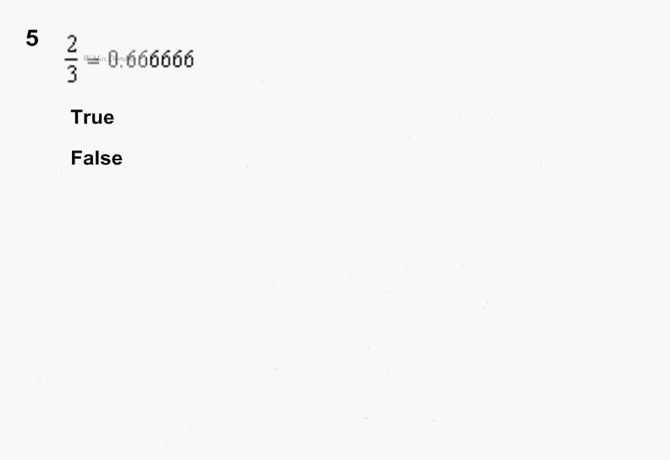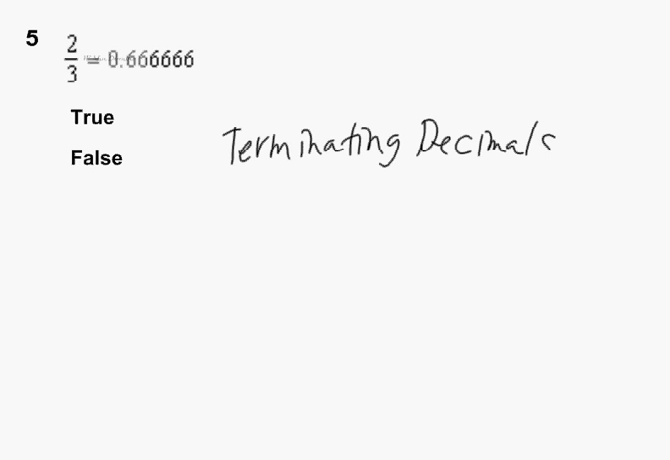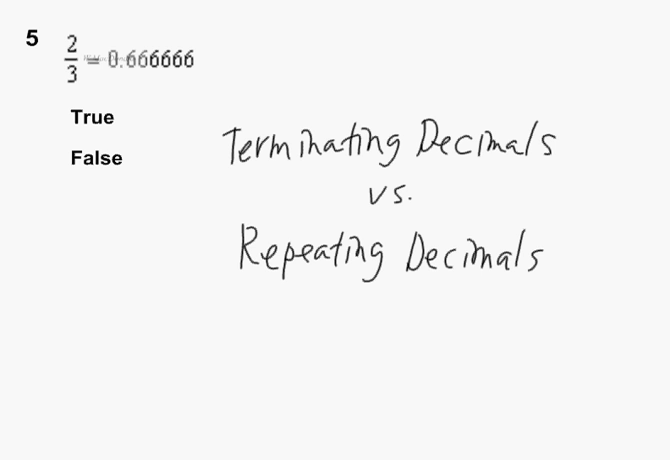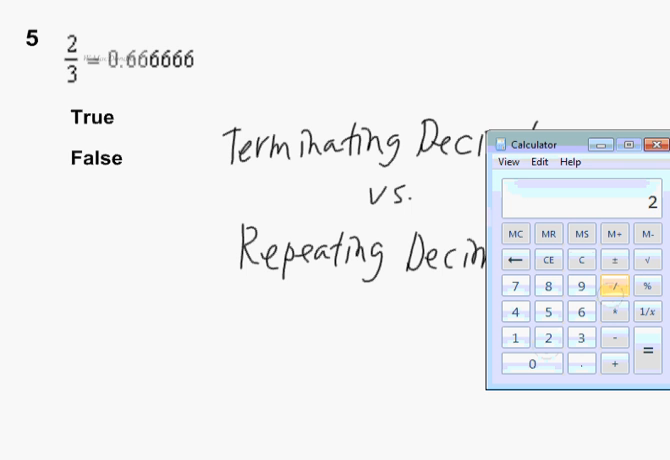Question 5, over half the class got it wrong. And it really has to do with the idea of terminating decimals versus repeating decimals. All right. So if I take my calculator and I go 2 divided by 3, that's how I could change this fraction, 2/3, to a decimal. It's 2 divided by 3. And my calculator says it's 0.6666, and then it keeps going to infinity.